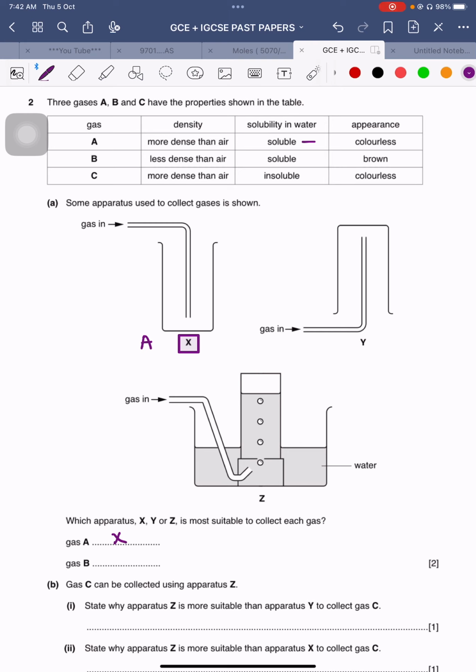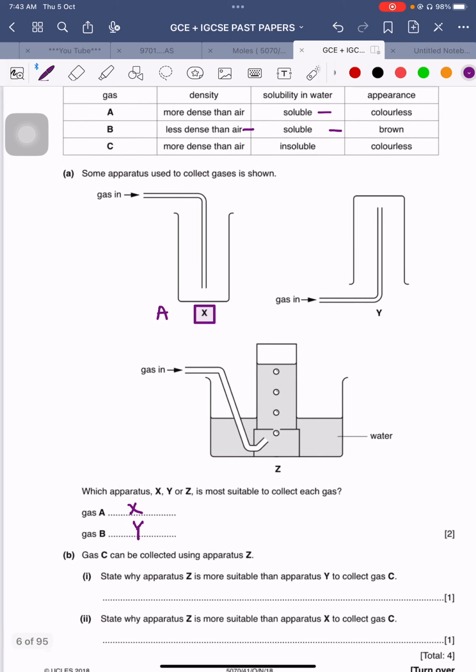Then what is the next? Gas B. They are writing it is less dense and it is soluble as well. As B is soluble, B cannot be collected through the method of Z. So B will be collected by Y. Why is it so? Because B is lighter, less dense as compared to air, so B will move upward. So that's why B will be collected through apparatus Y.